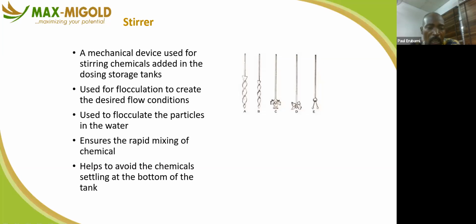settled at the base. So a mechanical device is used for stirring the chemical added in the dosing storage tank, used for flocculation to create the desired flow condition, used to flocculate the particles in the water, and ensure the rapid mixing of the chemical. It also helps to avoid chemical settling at the bottom of the tank. That is the major reason why you need a stirrer in your chlorine chemical tank.